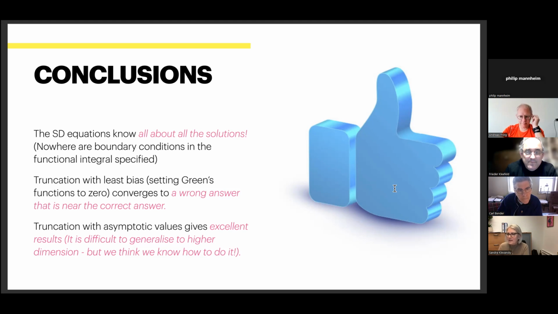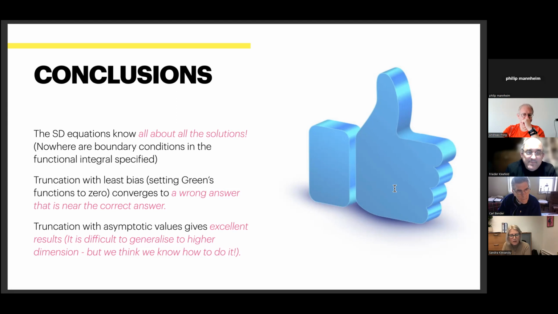That's crazy. But this answer is pretty good, and it's near the correct answer. So it's amazing that it works. But if we really want to get correct answers, then any other forms of truncation schemes other than starting out with asymptotic values won't give us good results. And the asymptotic values give us excellent results.